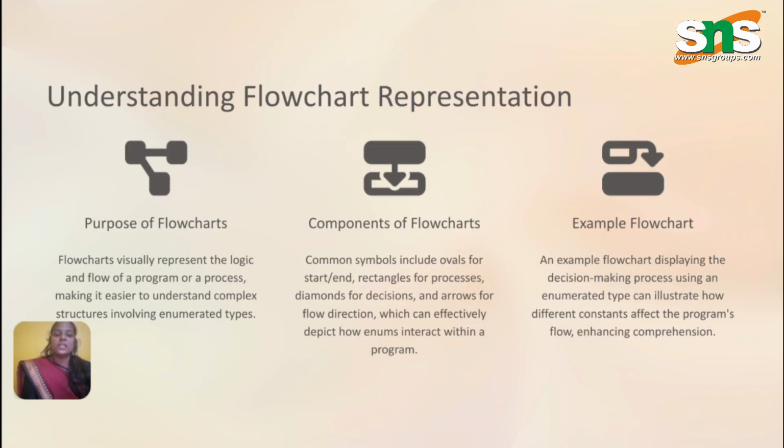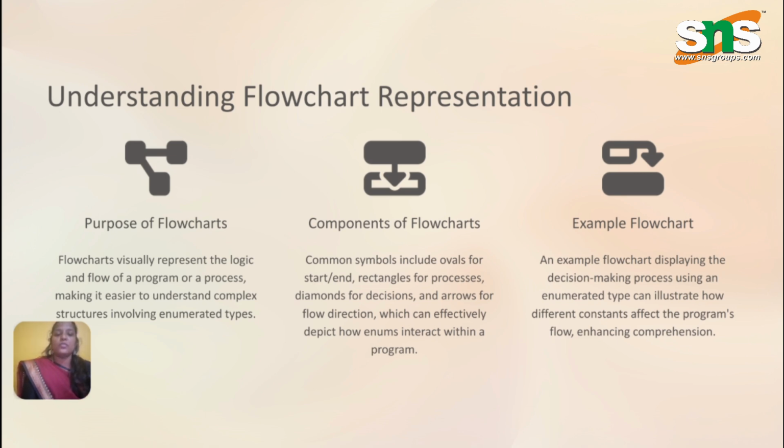Then, understanding the flowchart representations. So now let's connect enums with flowcharts. Flowcharts help us visualize how enums control the flow of a program. A flowchart includes the oval, rectangle, diamond and arrows. The oval is from start to end. The rectangle defines a process or an action. The diamond is for decision making; we use the diamond visualization for decisions. The arrow is the flow direction.